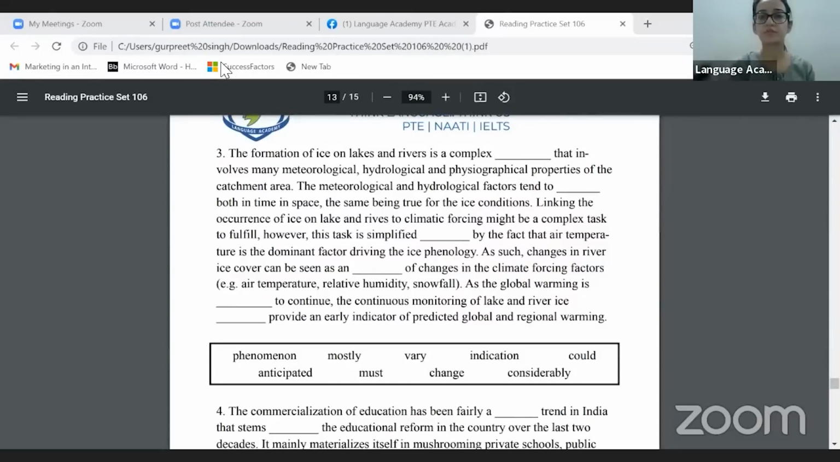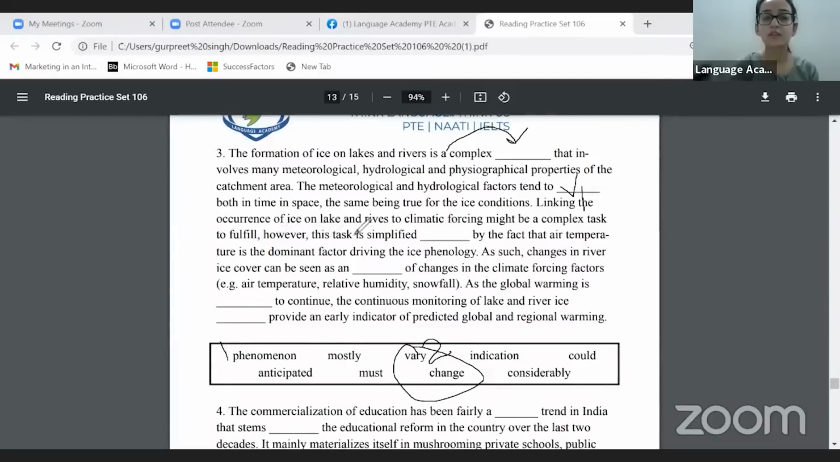Very good. This could be an easy one. The formation of ice on lakes and rivers is a complex dash. So with a comes a singular noun. And yes, you are right in saying it's a complex phenomenon that involves many meteorological, hydrological, and physiographical properties of the catchment area. The meteorological and hydrological factors tend to dash both in time and space. So after to comes the first form of verb. When we checked, we had two, vary and change, which were synonyms. And vary is more academic than the word change. So we'll go with vary here.